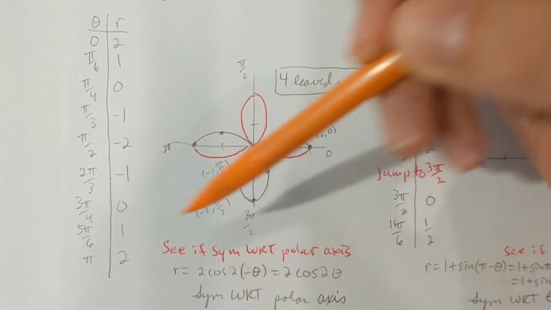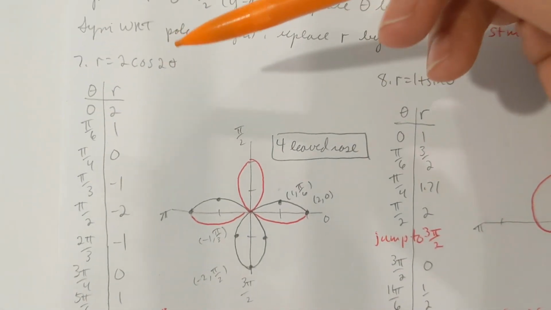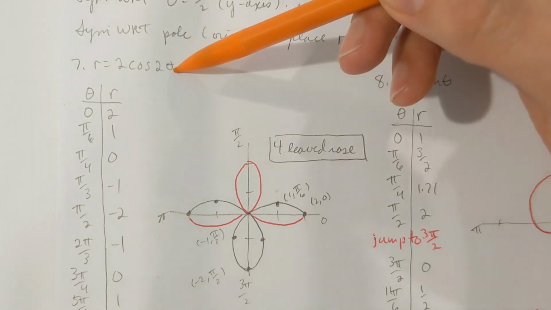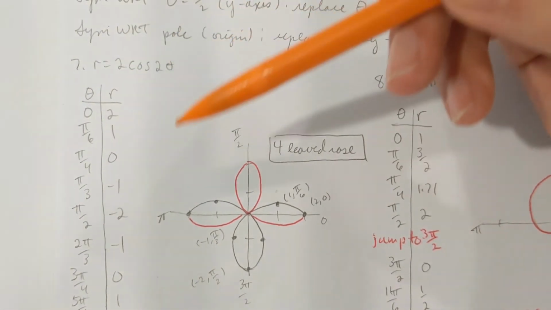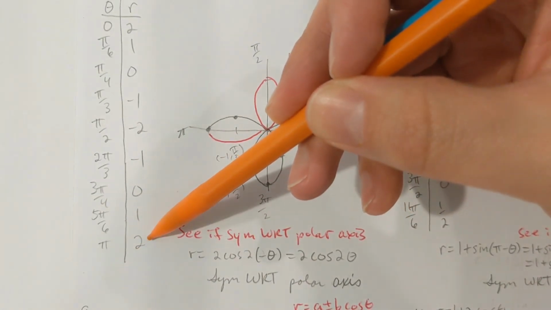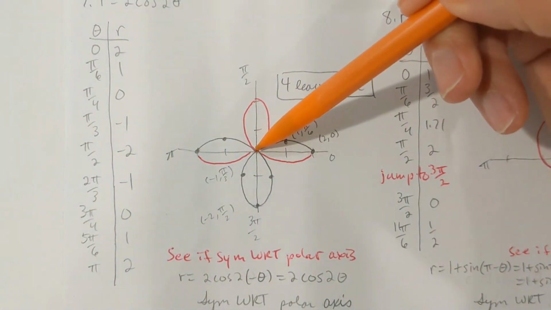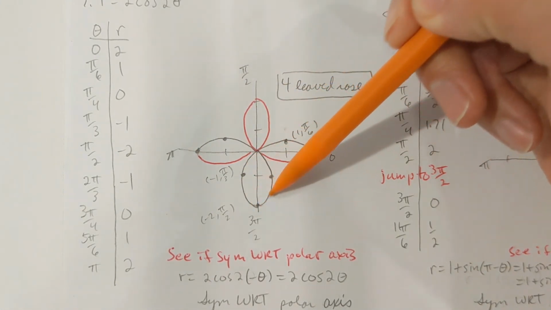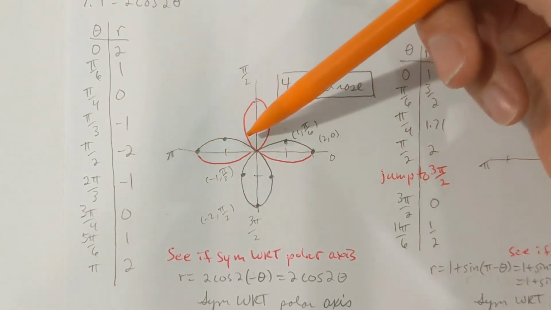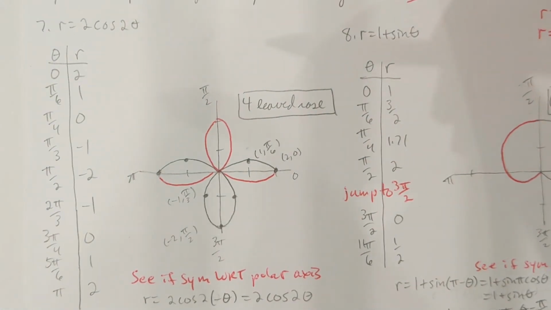And we'll just take one more value here before we use some symmetry. If theta is pi, cosine 2 pi is 1, and times 2 is 2. Okay, so r would be 2. On the pi axis, I need to go out 2 units. So here's what I've got so far, that curve that's drawn in pencil there.